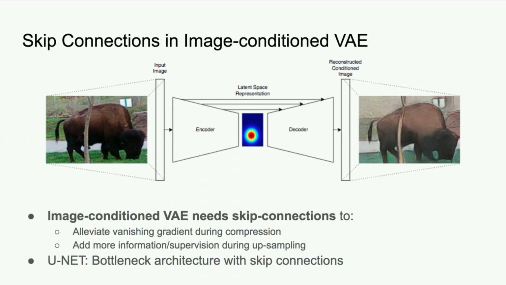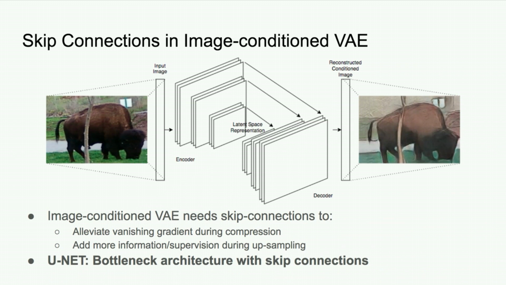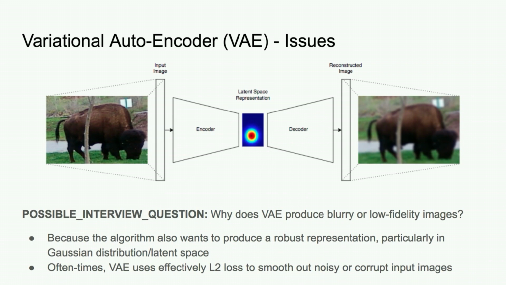An important addition to image condition VAE is skip connections. Skip connections relay activation map from a set of encoder layers onto mirror decoder layers. They are added to alleviate vanishing gradient during compression, as well as to add information and supervision during upsampling. A well-known name for such network is the U-net. The network received its name because of the encoder-decoder U-shape when arranged flat horizontally on the bottom.